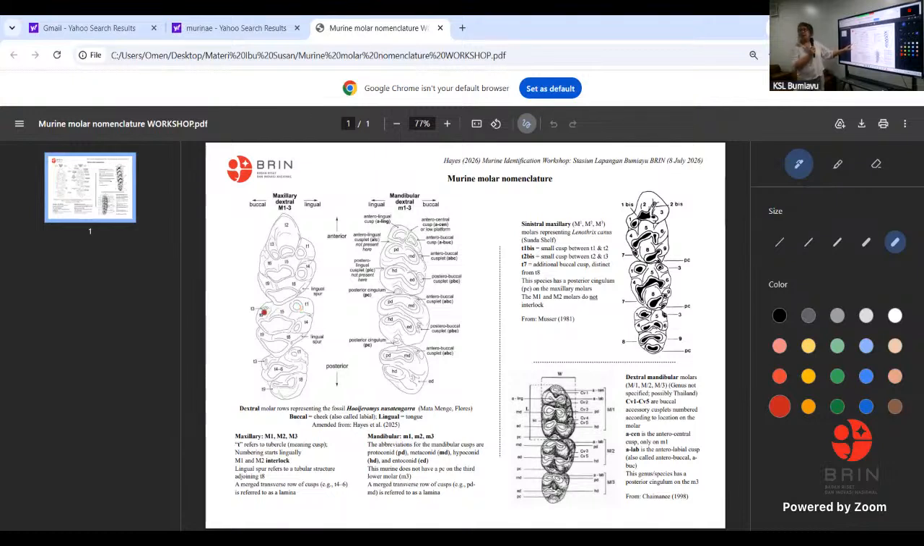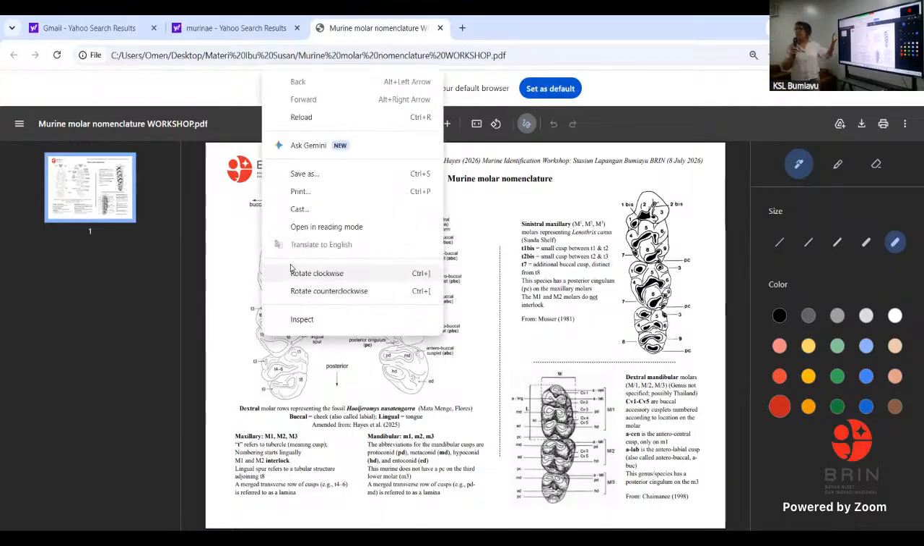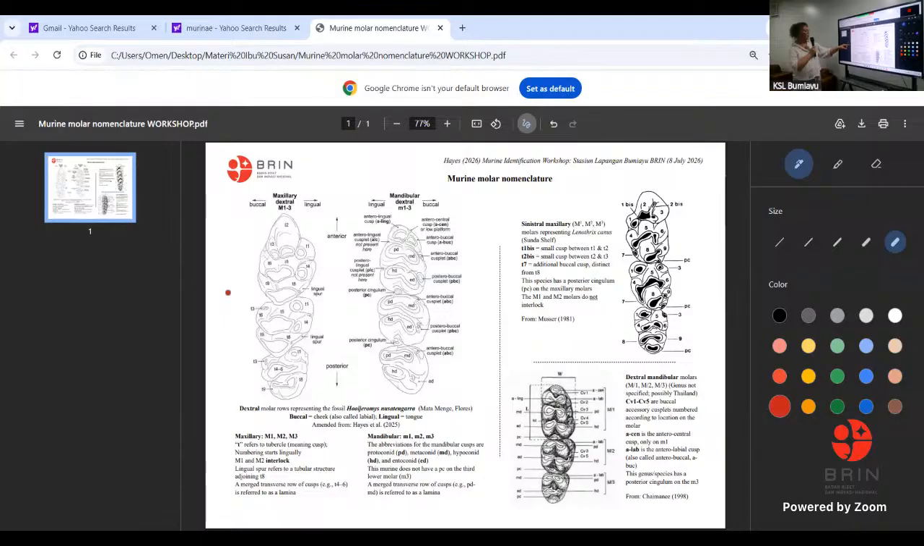T1 and T3. There's no T2 on the second molar. Then you've got T4, T5, T6, and then T8 and 9 again. These particular teeth from Murinae, very old, 7,000 years ago, they have a little lingual spur.